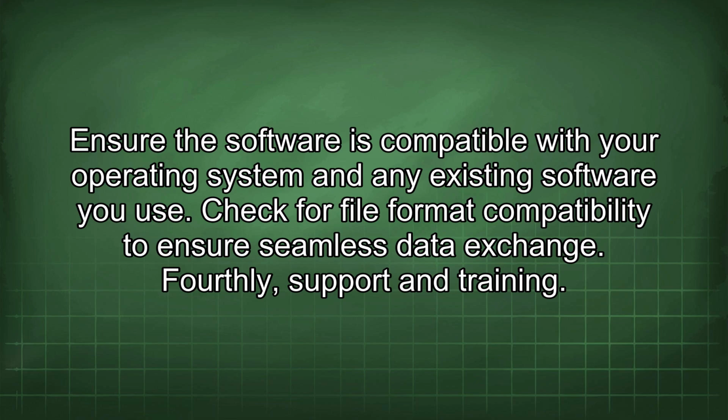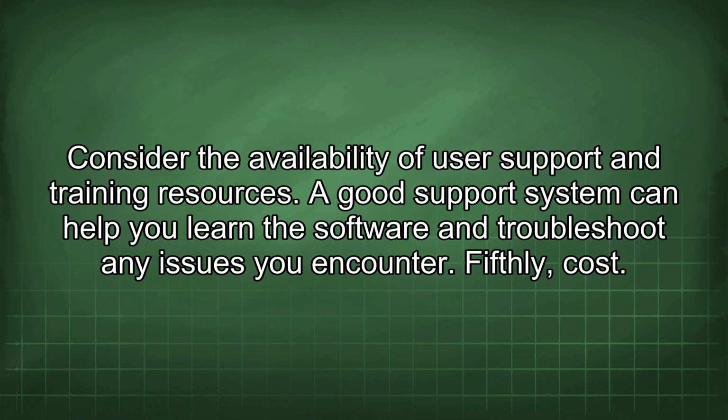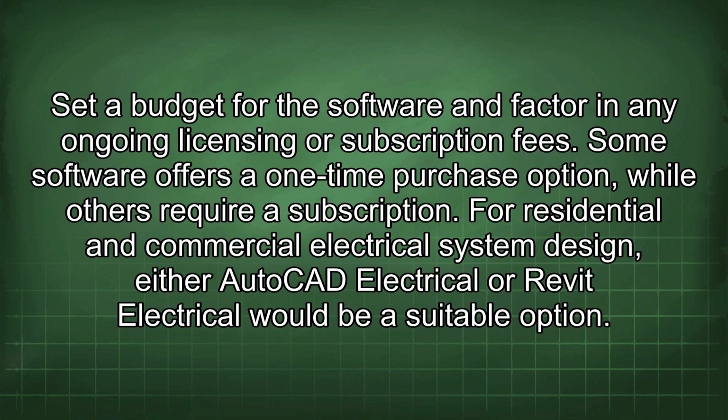Fourthly, support and training. Consider the availability of user support and training resources. A good support system can help you learn the software and troubleshoot any issues you encounter. Fifthly, cost. Set a budget for the software and factor in any ongoing licensing or subscription fees. Some software offers a one-time purchase option, while others require a subscription.